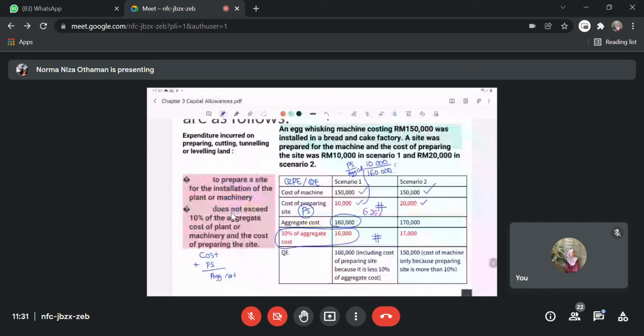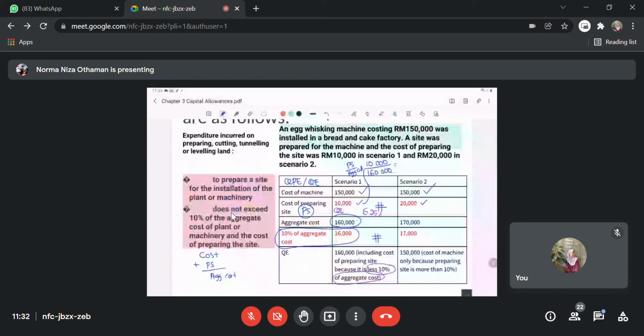Tidak. Okay, so dia adalah less than, kurang, dia adalah less than 10% of aggregate cost. So bila dia less than 10% bermaksud dia qualify. Okay, so bermaksud the preparing site is also qualify expenditure.